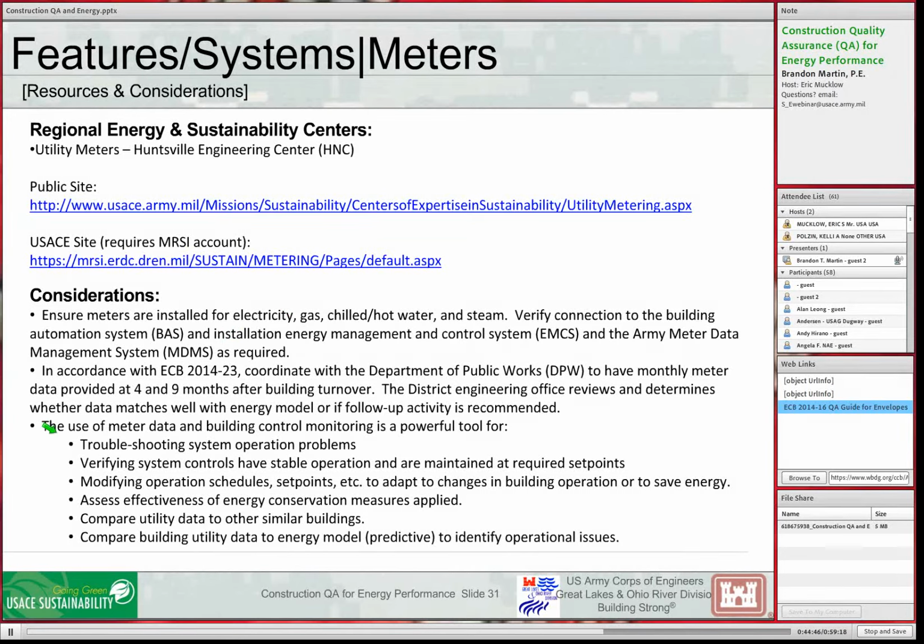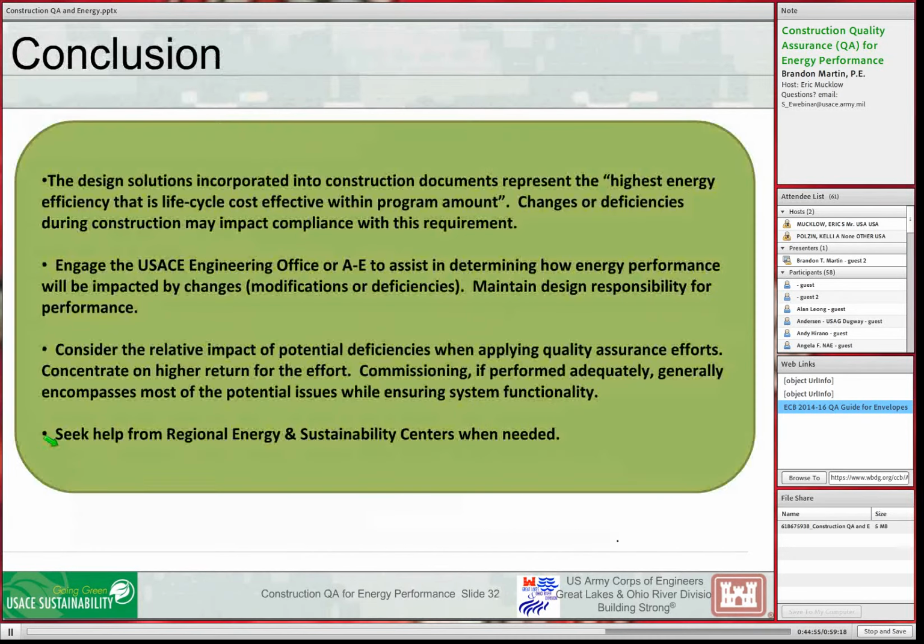These meters can be a powerful tool for troubleshooting, making sure the systems operate the way they're supposed to, and assess the effectiveness of future energy conservation measures. So to recap, design solutions incorporated into construction documents represent the best solution for that project based on energy performance, life cycle cost, total cost of ownership, and the amount of funding we have.